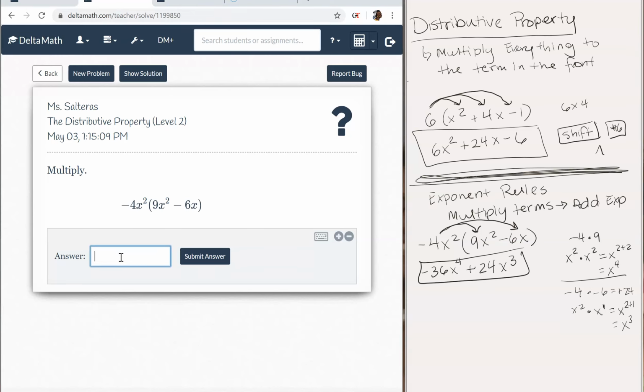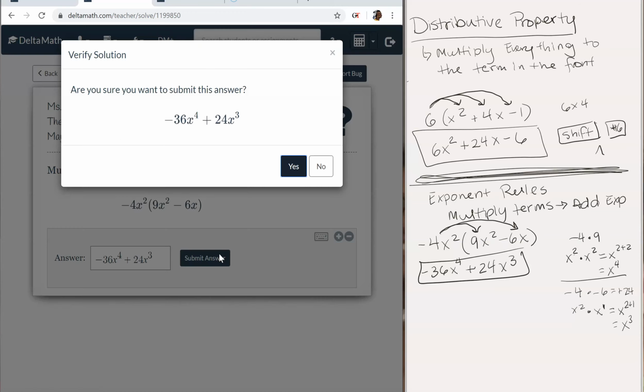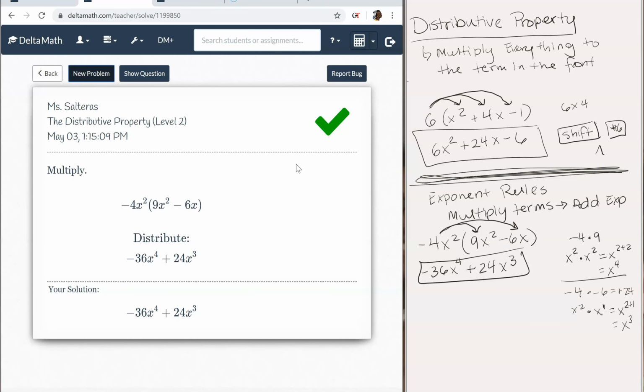We're going to go in here, write that down, negative 36x, and then again hold shift, press the number 6 to get that exponent, 4, press the right arrow key to go back to the regular line, plus 24x raised to the third power. Press submit, yes, and there we go.